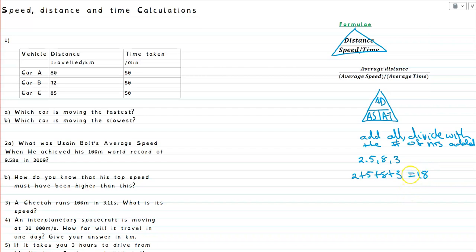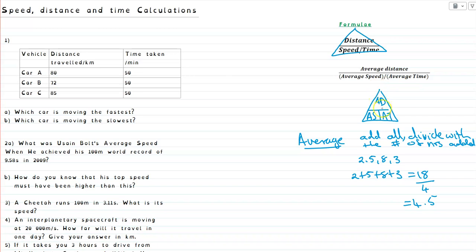Now we're not done yet. We need to find the average. So what do we do? We add all and then we divide with the number of numbers added. So how many numbers did we add? We added 4. So we divide by 4. And 18 divided by 4 will give us 4.5. So the average we have here is 4.5. Okay, so that is how we work out an average.